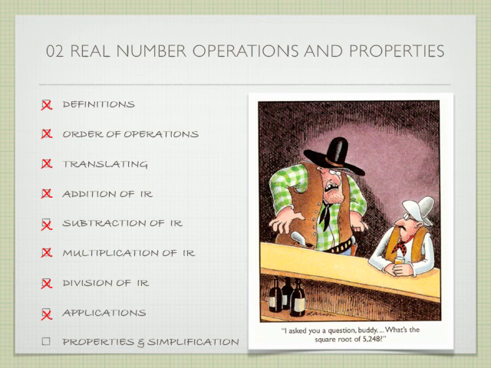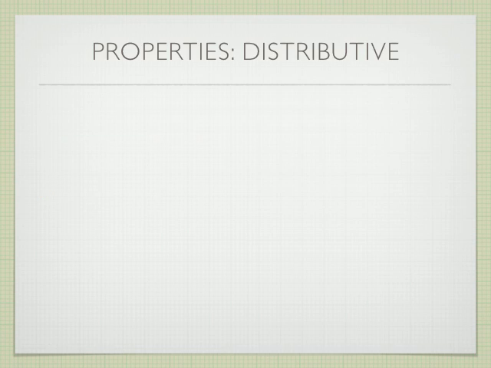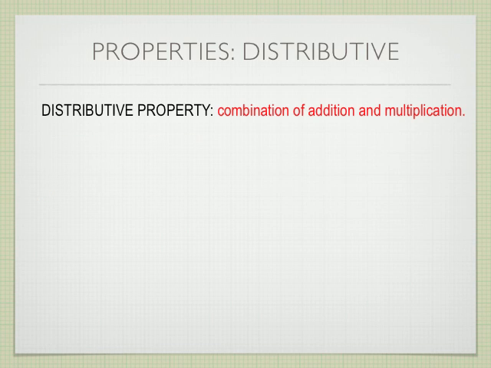Okay, we've done our applications. This last part is just properties and simplification. First thing I want to talk about is the distributive property. This is the one that everybody's pretty comfortable with.